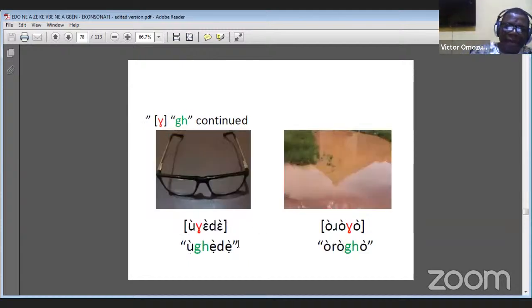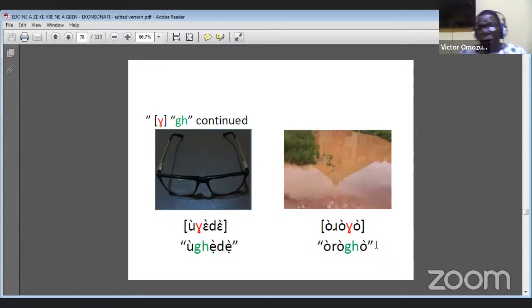Then the Ugede. That's the picture there, the glasses. And then Orogo. You can see, when it rains, the flooding and all that. It's different from Orogo, which is the name of a town in Edo South.